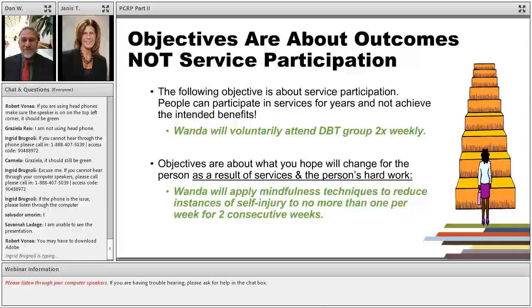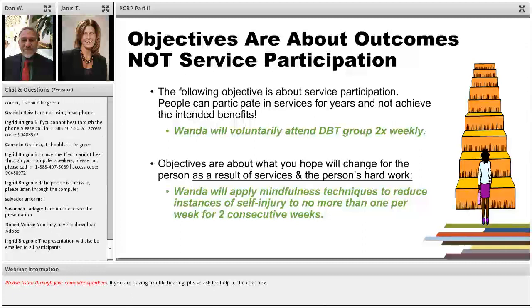So this is an example here of someone who was living with a trauma disorder and was engaging in some self-injurious behavior and some cutting as a way of managing emotional pain. And that had led to a disruption in her marriage and a separation, and she was working on a goal in her plan of trying to reunite with her husband because they had become estranged. So the objective there for Wanda is not to attend dialectical behavior therapy, DBT, because she can attend religiously for the next 5 years and not necessarily change the behavior in a meaningful, positive way.